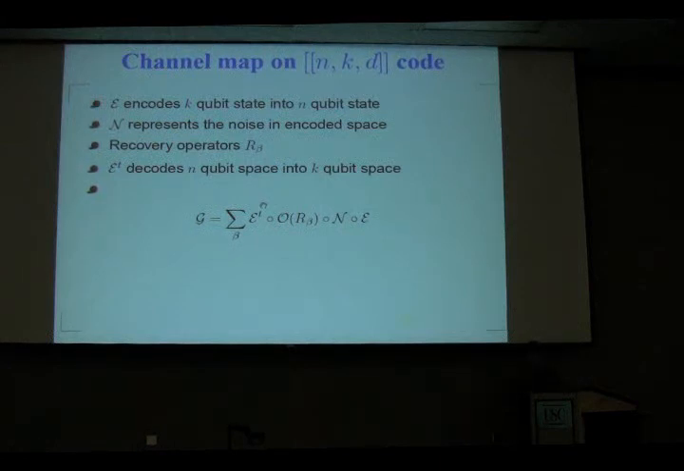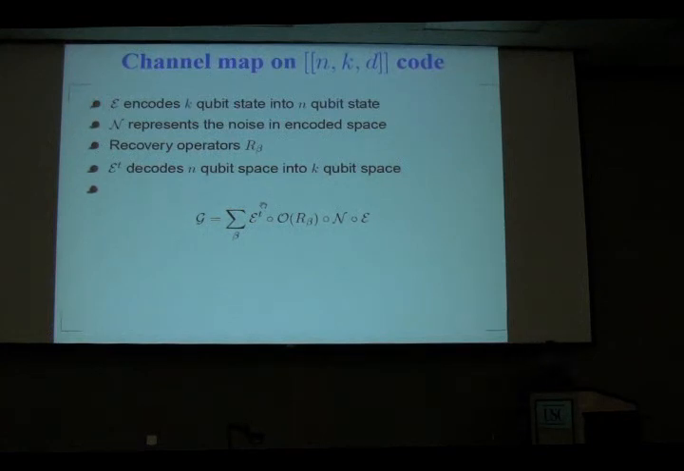And then what I do is, once I get in the n-qubit space, I have an operator N, which represents my general noise. So in general, the noise is given by a 4 to the n by 4 to the n operator. And then I have some sort of recovery operators, R sub beta. That operator means it's the operator form of those recovery operators. So typically, those might be some sort of tensor product of Pauli matrices. What those do is, for each of my possible syndromes, I have to choose a recovery operator to return to the code space. So I just pick some recovery operator to do that.